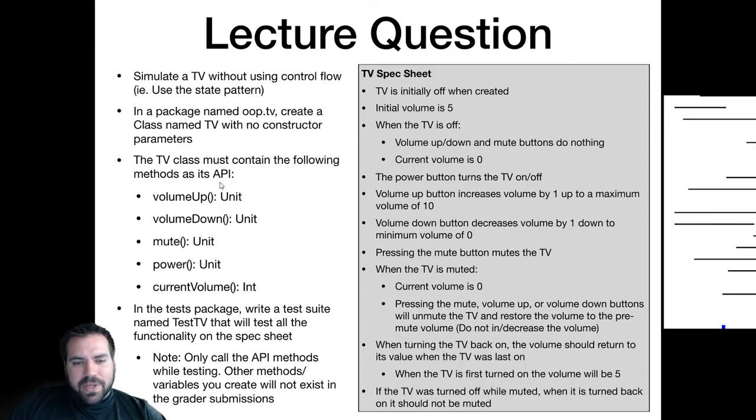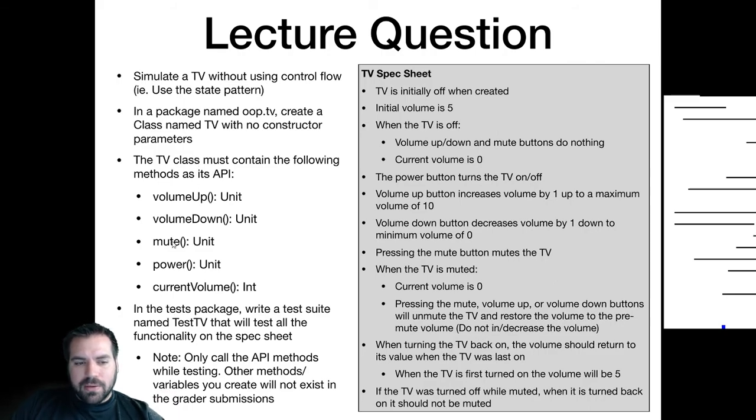So make this TV. The TV class is going to have an API with these 5 methods only: volume up, volume down, mute, power, current volume, and also a test suite, test TV, that only calls these API methods. This is very important, just like all the other lecture questions, but more notably for these, because you're going to be writing a lot of your own classes and your own methods and your own variables. You can't use any of those in the testing because they won't exist in my code when your tests are run against my code. So we have to code through the interface, through this API. So in your testing, you can only create a new TV and call these 5 methods.